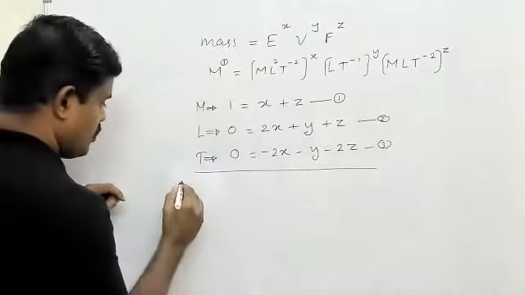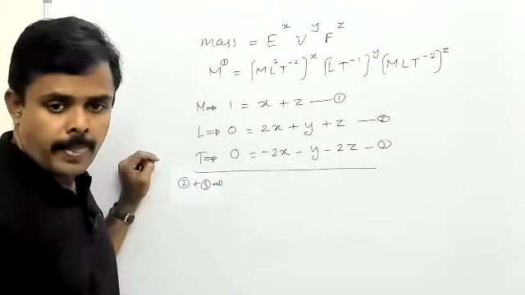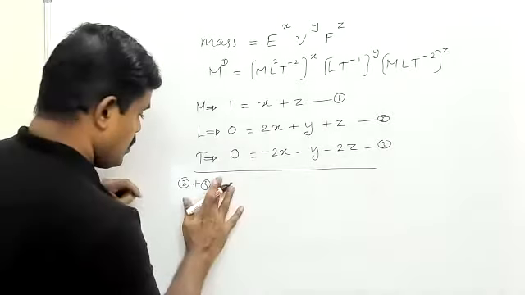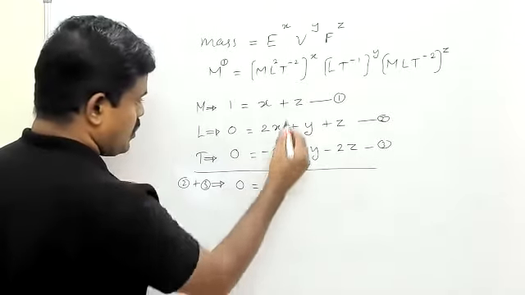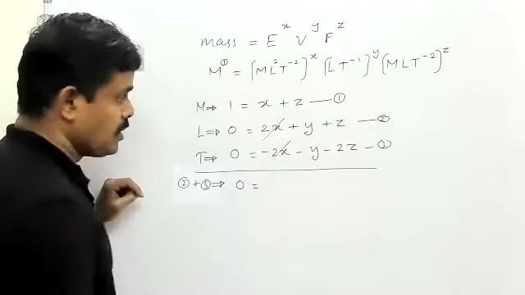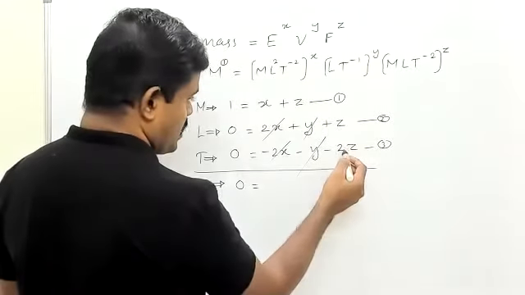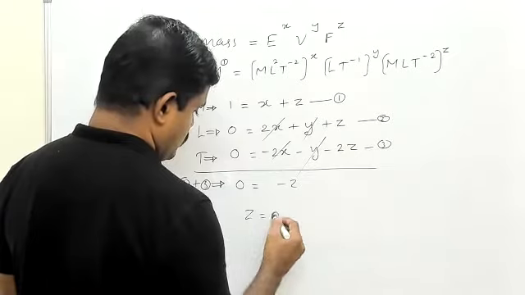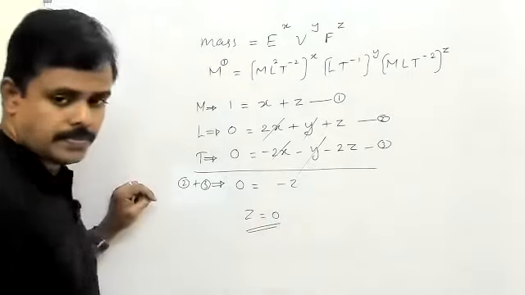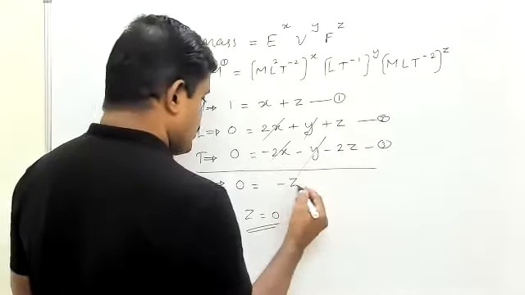What do we do now? Equations 2 and 3 can be directly added. What do we get if you add them up? 0 plus 0, 0. Plus 2x minus 2x cut. And then y and y are getting cancelled out. Minus 2z plus z, minus z. So z is equal to 0. I got minus z is equal to 0, which means z is equal to 0.